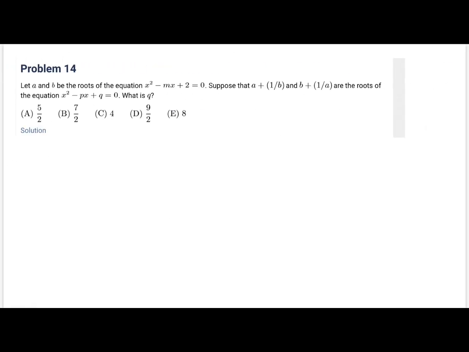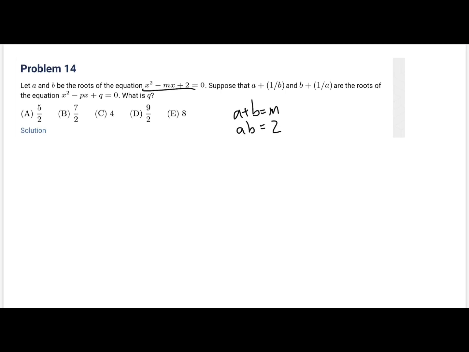14, let A and B be the roots of the equation x squared minus mx plus 2 equals 0. Suppose that A plus 1 over B and B plus 1 over A are the roots of the equation x squared minus px plus q equals 0. So if A and B are the roots of the equation x squared minus mx plus 2 equals 0, then A plus B is m and AB is 2.